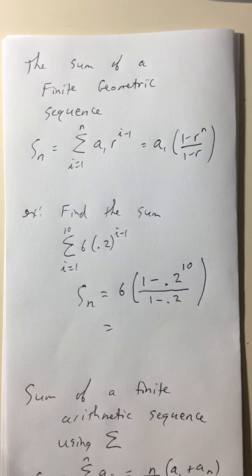Okay, so we just do the stuff. So 0.2 to the 10th power equals, and we subtract that from 1. And we get a whole lot of 9s, by the way. And then we divide that by 0.8, because 1 minus 0.2 is 0.8, so 0.8 equals, and we get 1.2499999.